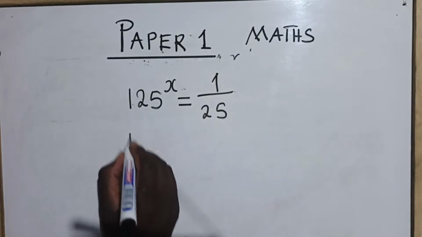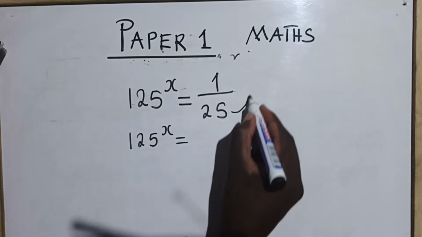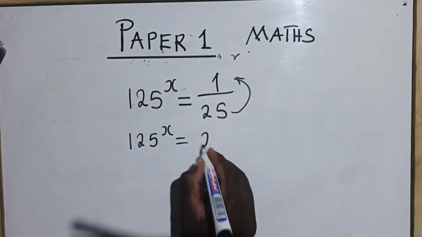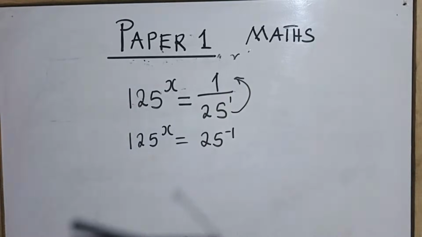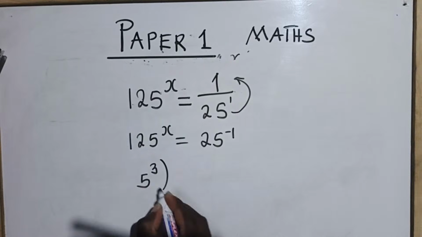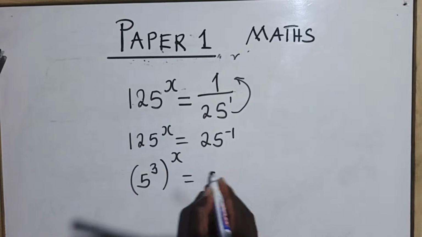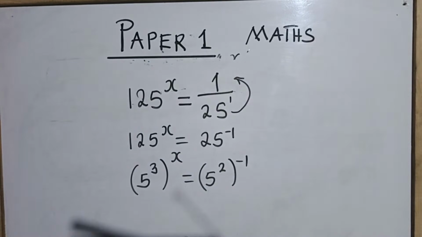You can't solve an equation the way it is. You must apply the laws of indices. Taking this 25 up here, it will be 25 power negative 1. There is power 1 here. The moment it goes there, it becomes power negative 1. And then here it will be 5 power 3 power x is equal to 5 power 2 power negative 1. So what have I just done here? I know that 5 power 3 will give me 125 and 5 power 2 will give me 25. I want to balance the bases. So the way it looks here, the bases are balanced.